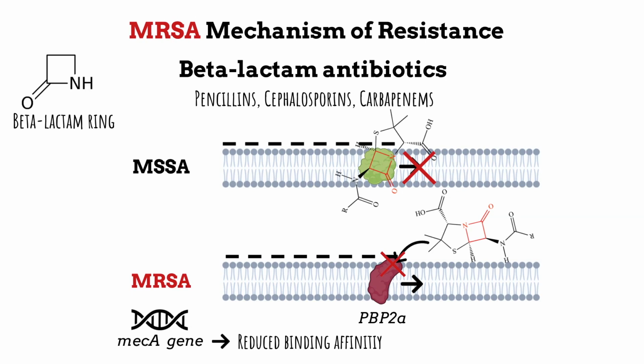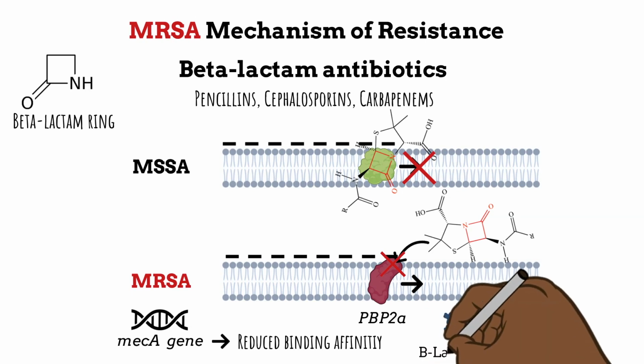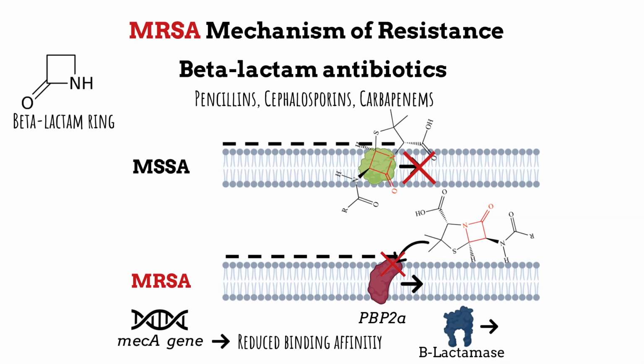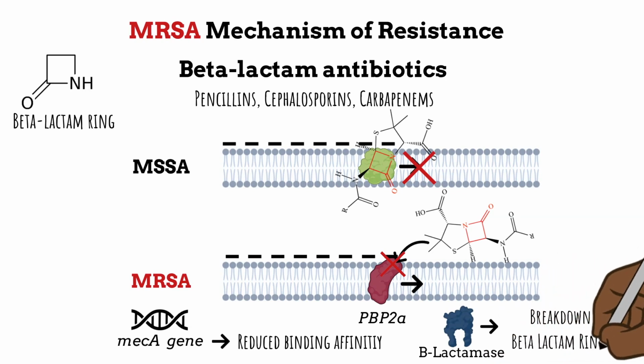MRSA also has these enzymes called beta-lactamases. These enzymes are able to break down the beta-lactam rings and make them inactive. These are all reasons why traditional beta-lactams are inactive against MRSA.